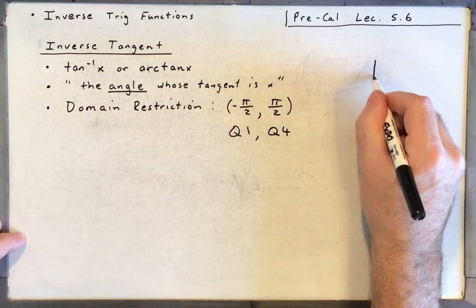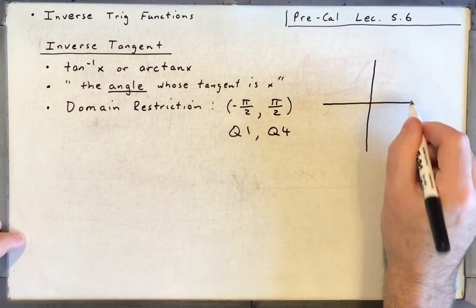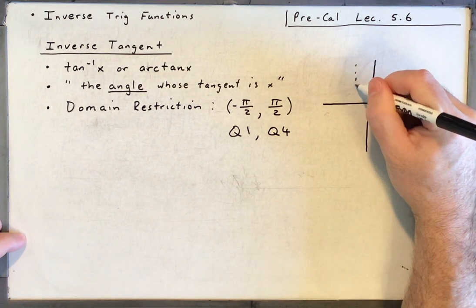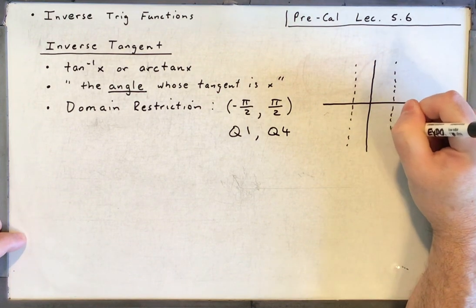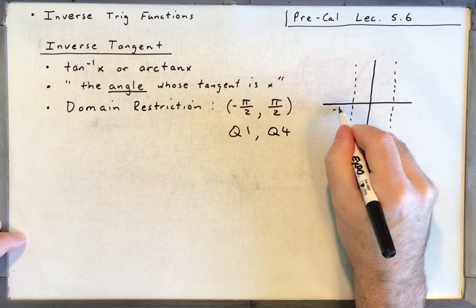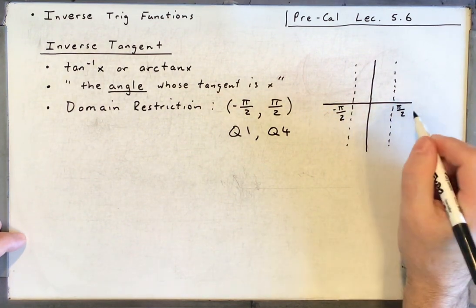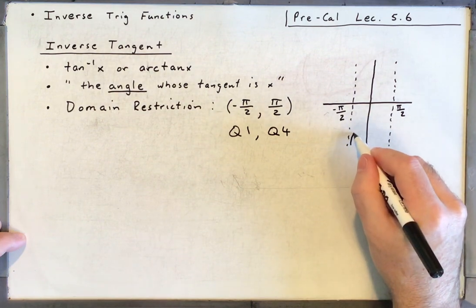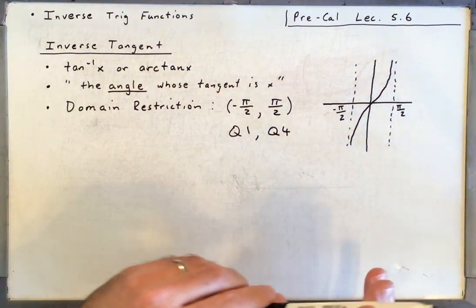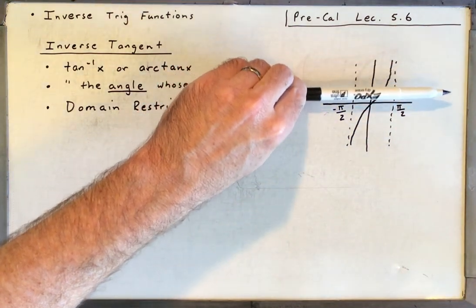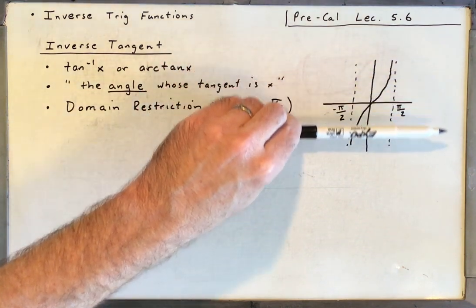Now the tangent graph, and you can graph these on your calculator if you want, but the tangent graph has vertical asymptotes at negative pi over 2 and pi over 2. All right, and the graph looks like this. So the mathematicians just restrict it between negative pi over 2 and pi over 2, and then it doesn't fail the horizontal line test.